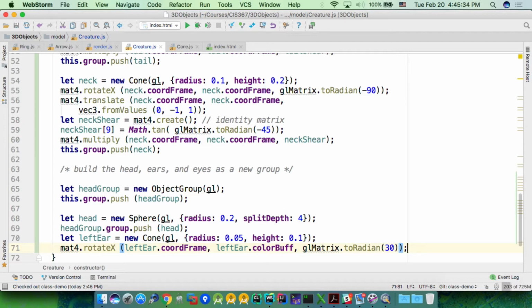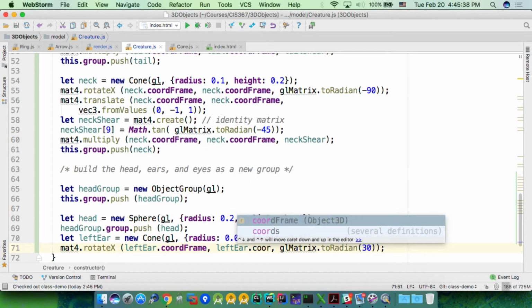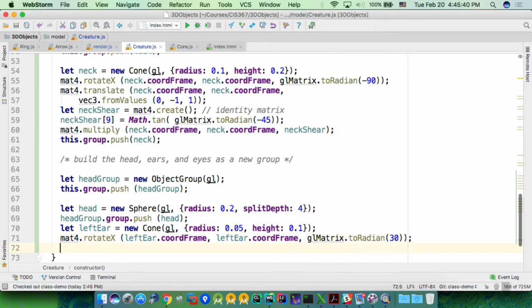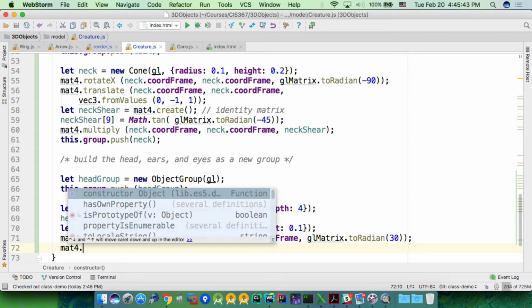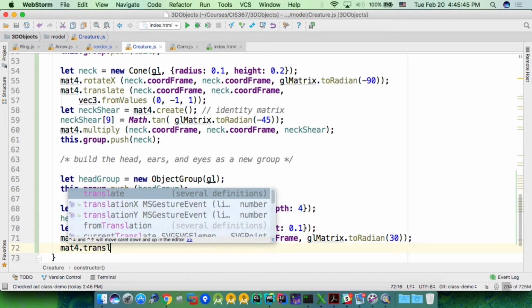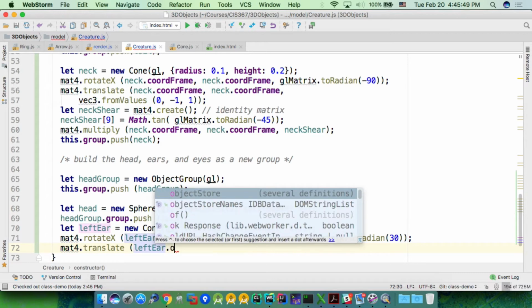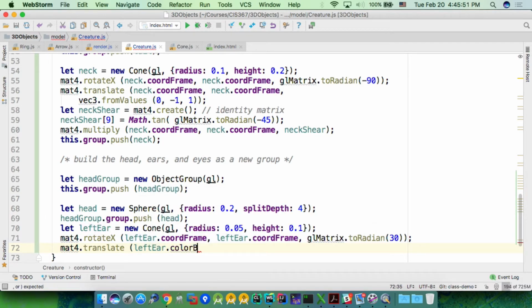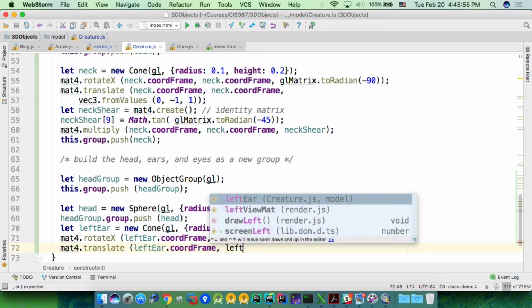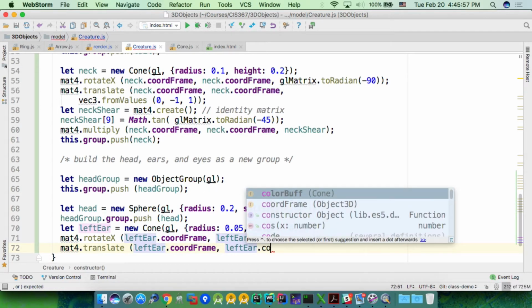Where's the color buffer? Oops, thank you. Coordinate frame. And then I'm going to apply translation. Translate left ear, coordinate frame, left ear, coordinate frame.